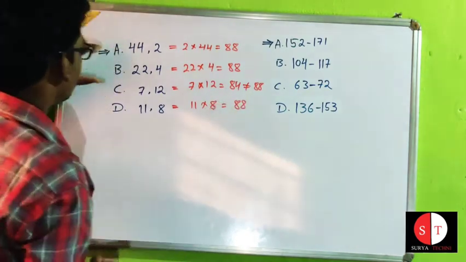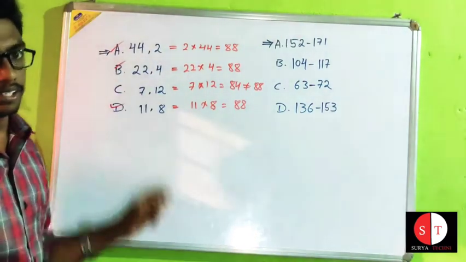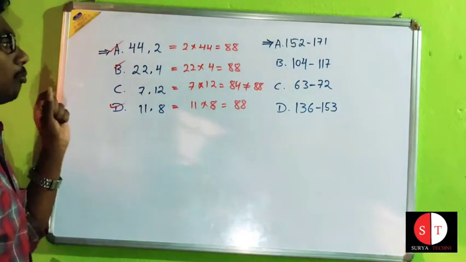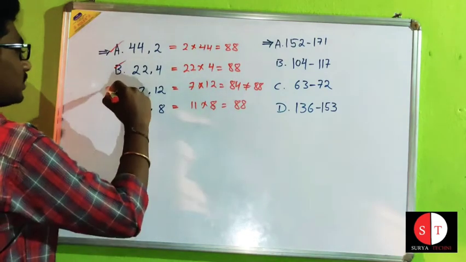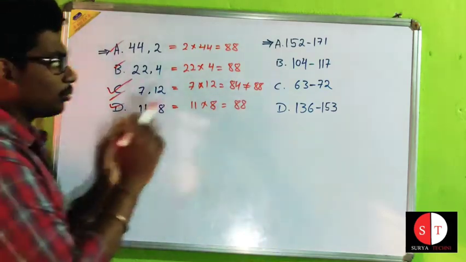So these three options, A, B, D, have the same pattern, the same basic property, but option C is different. So the remaining are wrong, and option C is correct. So we move to the second question.